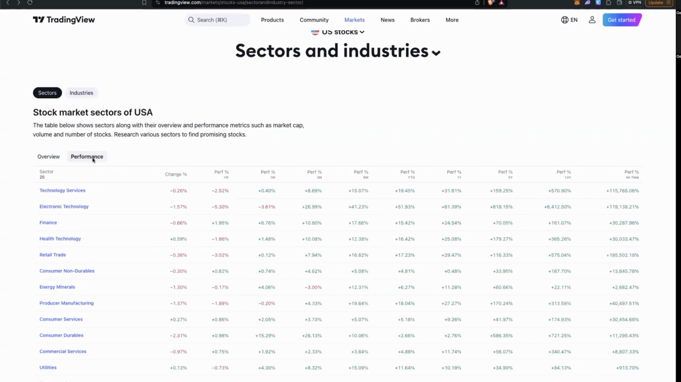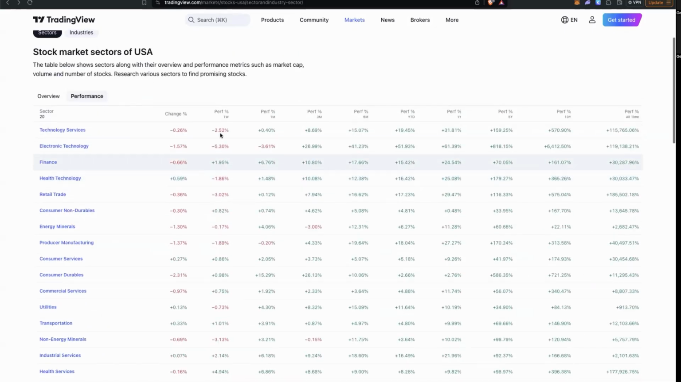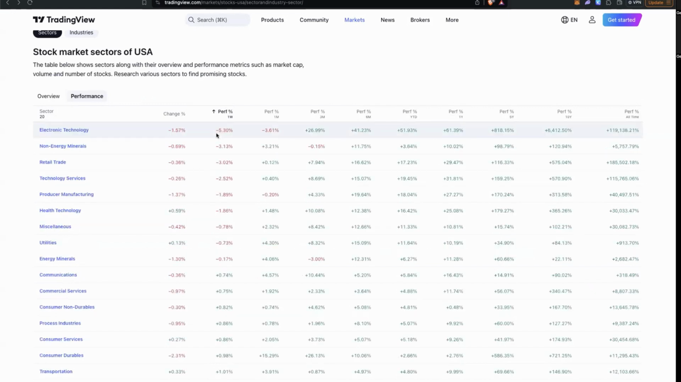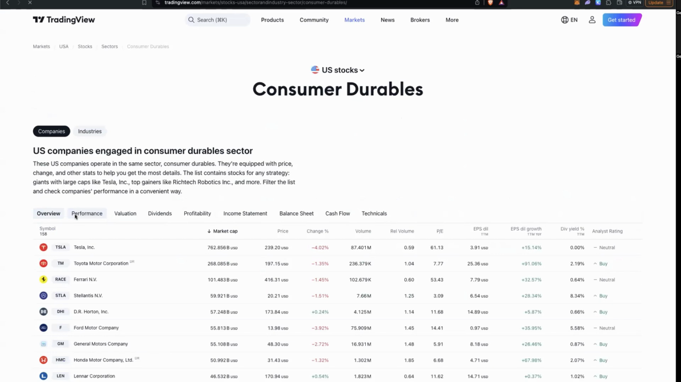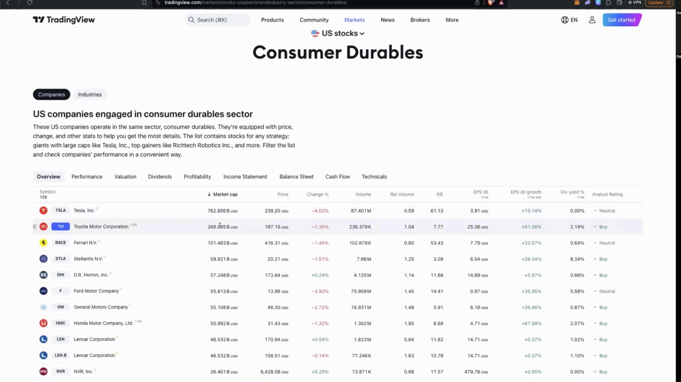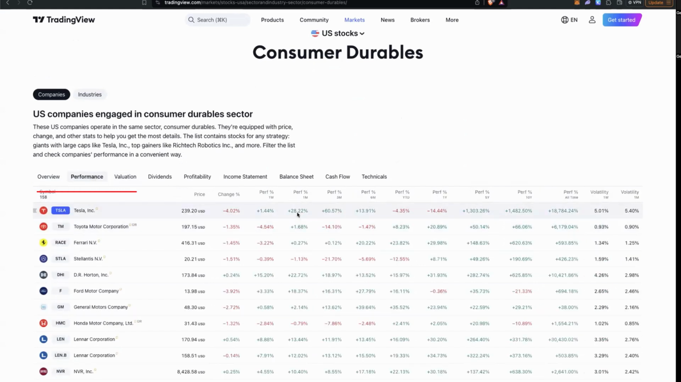Let's come back out here to our sectors and industries analysis. Let's just sort again by performance over the last week. If we come down here, consumer durables has been just outstanding over the past month, up 15%. The largest impact to that sector is Tesla, by far the largest market cap in that sector. If we look at performance of Tesla, up 28% over the past month, up 1.4% over the last week.